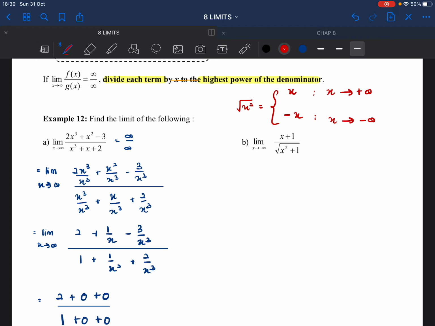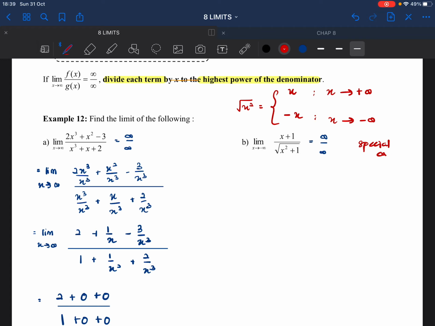This is a special case. Why do I call this a special case? First we substitute the value of infinity. Here we have negative infinity. If we substitute infinity here, we still get infinity in the numerator and infinity in the denominator. But you have a square root here. So before we divide by the highest power of the denominator, we have to simplify the square root first. So this is a special case.